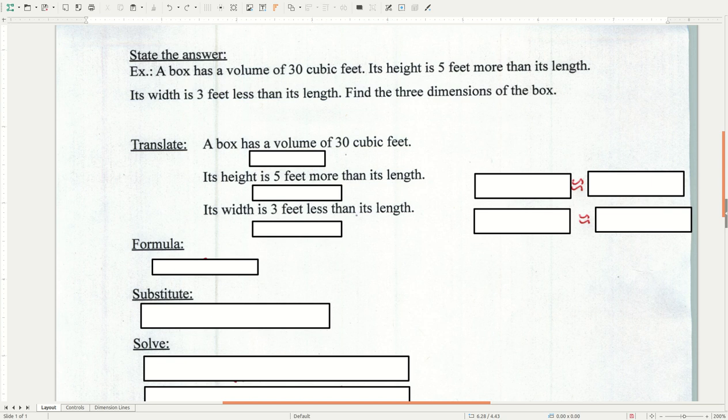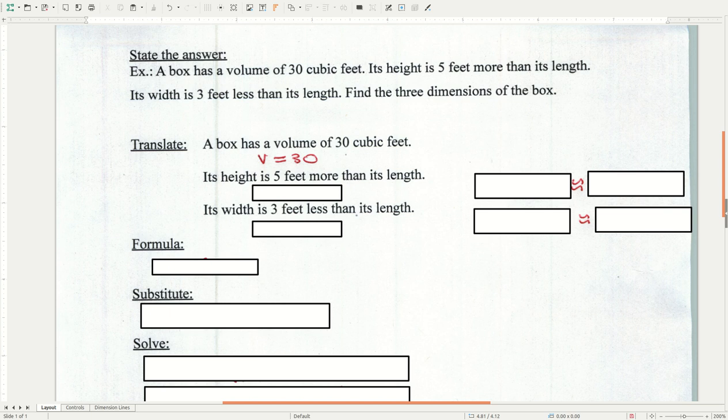So this translation part, that first part making the English into mathematics, notice I've just copied and pasted each of those sentences, beginning with a box has a volume of 30 cubic feet. So we're going to translate that using exactly what you'd expect, a V for the volume equal to 30. We'll handle the units later. The formula will give us that cubic units when we multiply things together.